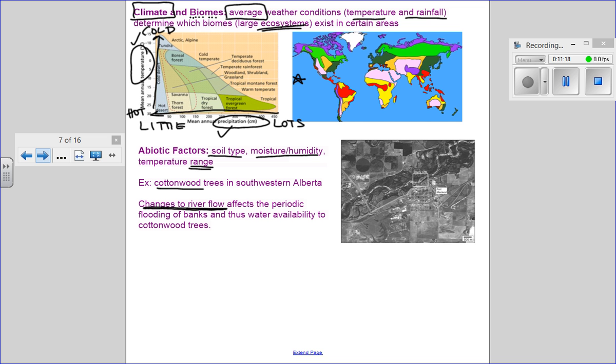Changes to the river flow will determine whether or not there is flooding on the banks, and thus whether or not there is water available to the trees. So that's an abiotic factor. The level of the river determines whether or not water gets onto the bank, and that determines whether or not cottonwood trees can grow.